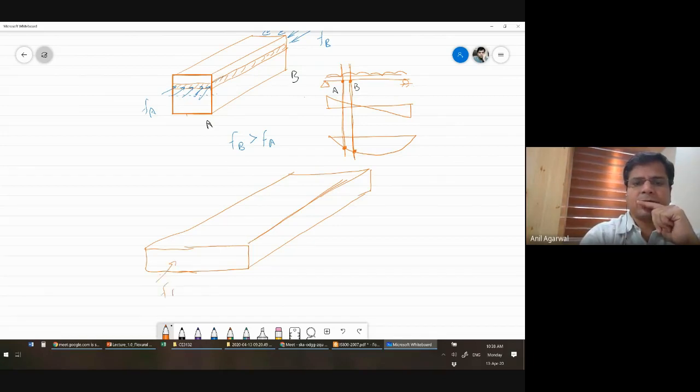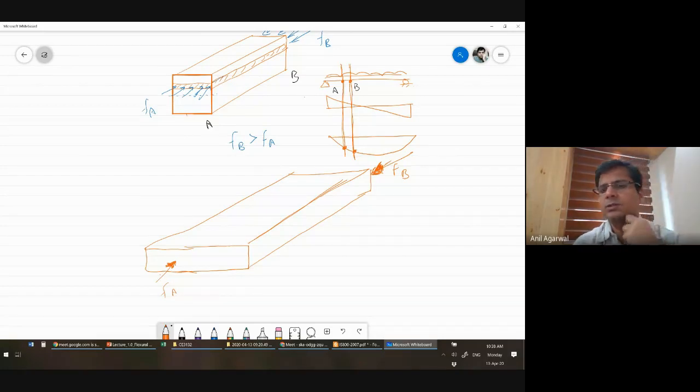There is a stress FA acting here, and there is a stress FB acting here. FB is larger than FA. So how would this strip be in equilibrium? On one side you have higher force, the other side you have less force, right? So it is not in equilibrium unless there is an additional force acting.